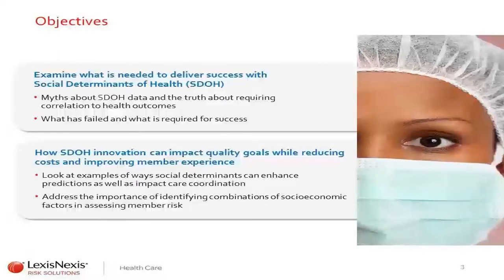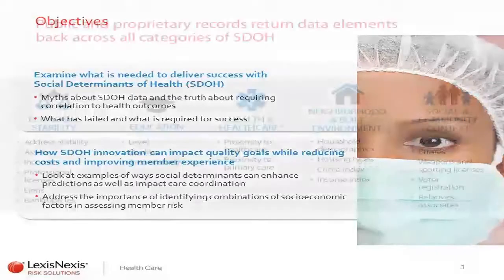Our second objective is we will discuss how social determinants of health innovation can impact quality goals while reducing costs and improving member experience. To do this, we'll look at examples of ways social determinants can enhance predictions as well as impact care coordination. We'll also address the importance of identifying combinations of socioeconomic factors in assessing member risk. A scenario will help bring the discussion to life so you can see how the socioeconomic data can enhance your workflows.